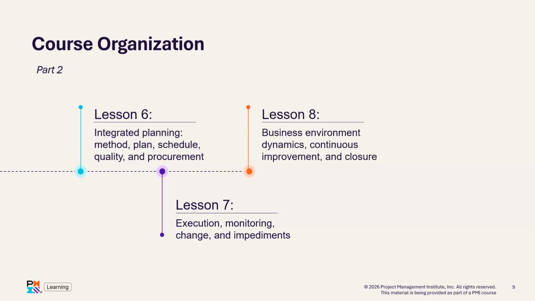And then lesson 8, which is almost about wrapping up with the project. We need to continuously scan the business environment to understand how the dynamics of the business environment is either positively or negatively impacting our projects. And then also look at improvements that can be made to our processes to enhance our project delivery, or improvements that are required to position the organization to efficiently manage subsequent projects. And then we'll close our projects.